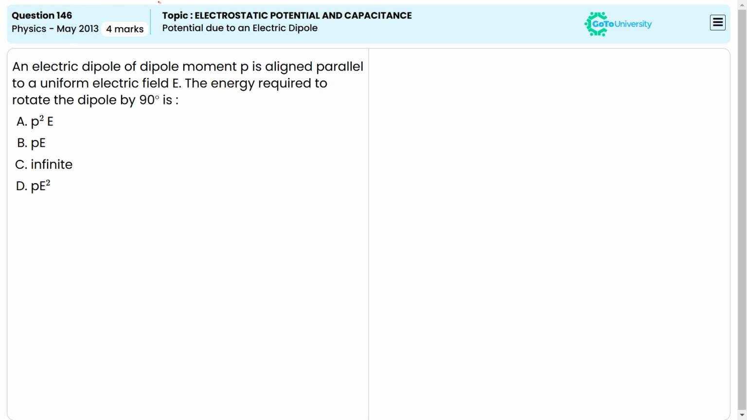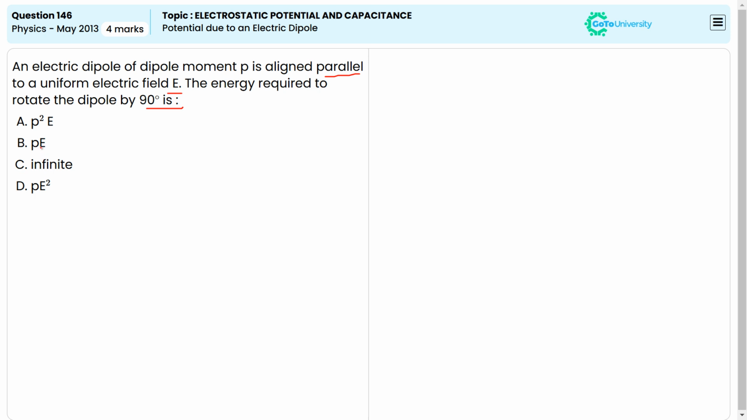An electric dipole of dipole moment P is aligned parallel to a uniform electric field E. The energy required to rotate the dipole by 90 degrees is asked. Here, energy is nothing but the work done. Energy is nothing but the work.